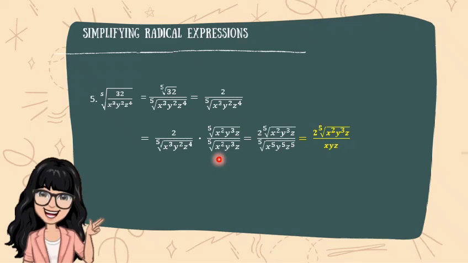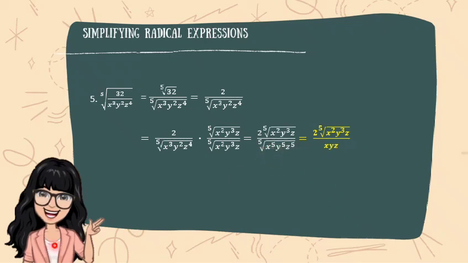So we need to multiply 2 divided by the fifth root of x cubed y squared z raised to 4 by the fifth root of x squared y cubed z divided by the fifth root of x squared y cubed z. So whatever you multiply to the denominator will be multiplied also to our numerator. So 2 times the fifth root of x squared y cubed z is equal to 2 fifth root of x squared y cubed z. Divided by, okay, the fifth root of x cubed times x squared, that is x raised to 5. y squared times y cubed, that is y raised to 5. z raised to 4 times z, that is z raised to 5. So the fifth root of x raised to 5, y raised to 5, z raised to 5.